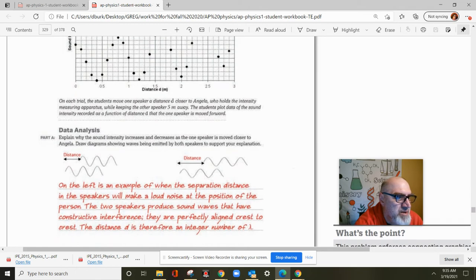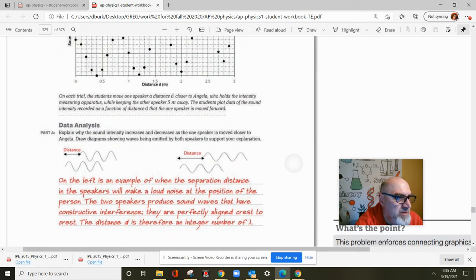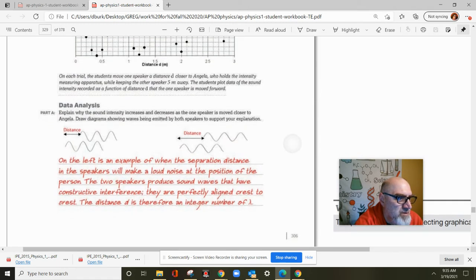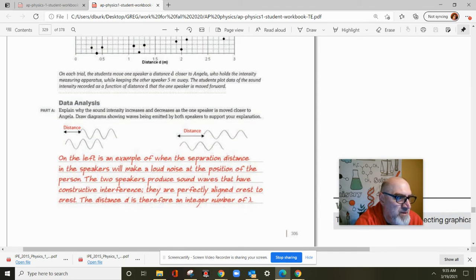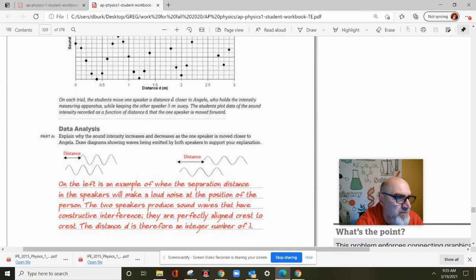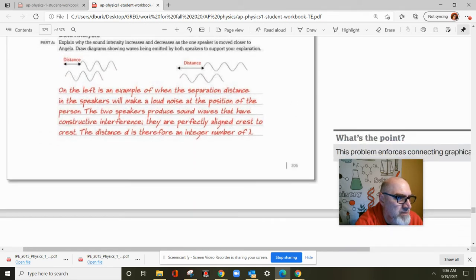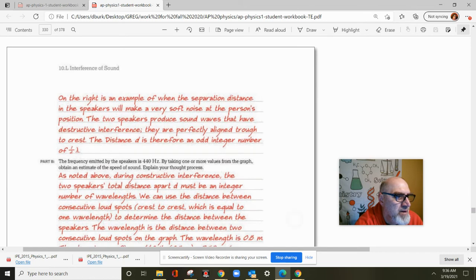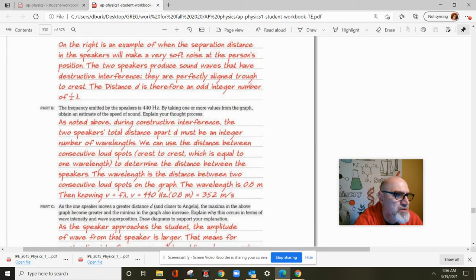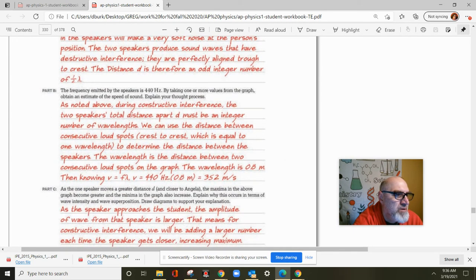Why does the sound intensity increase and decrease as the speakers move closer to Angela? The 2 speakers produce sound waves that have constructive interference. They are perfectly aligned crest to crest. The distance d is therefore an integer number of lambda when they constructively interfere with each other. If you set them up differently, the separation distance will make a very soft noise because they are destructively interfering. The distance d is an odd integer number of half lambda.